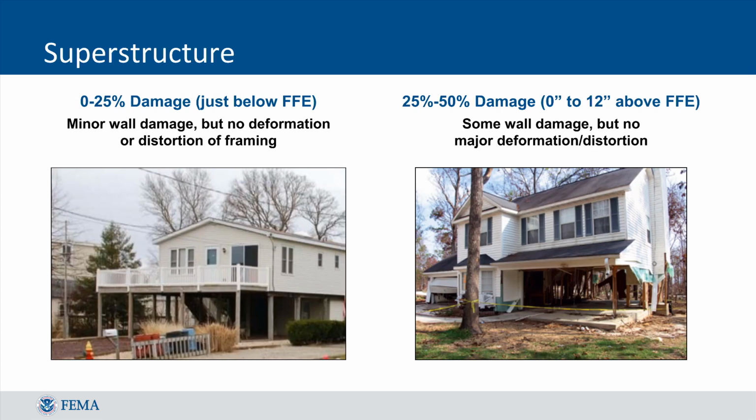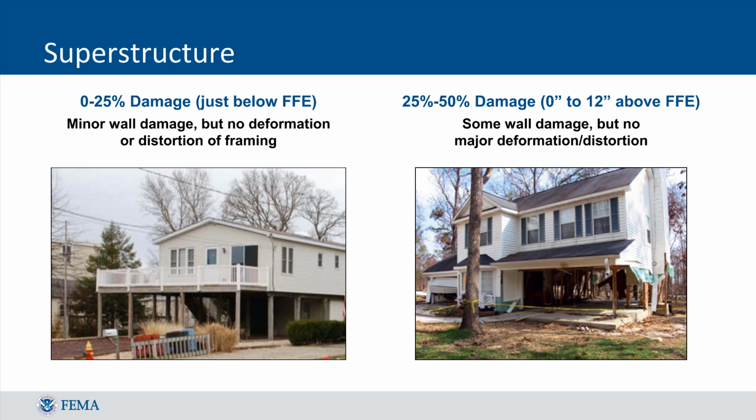In terms of superstructure, homes that have minor damage to walls and studs but have not experienced major distortion or deformation to the bones of the building would likely be classified in the 0 to 25% damage range. These structures often appear similar to the structure in the left photo, where the superstructure generally remains unharmed aside from minor holes or incidental impact to the frame of the house.